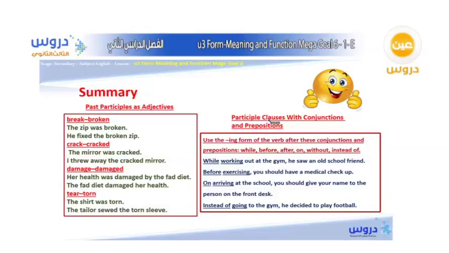Then we talked about participle clauses with conjunctions and prepositions, and we said we can use these conjunctions and prepositions: while, for, on, instead of. Then we used after that the participle clause: working out at the gym, exercising, arriving, going to the gym.